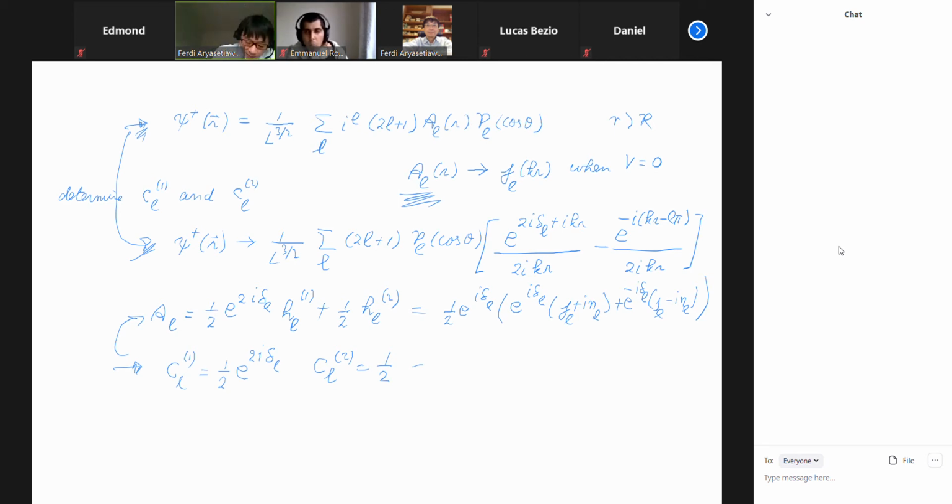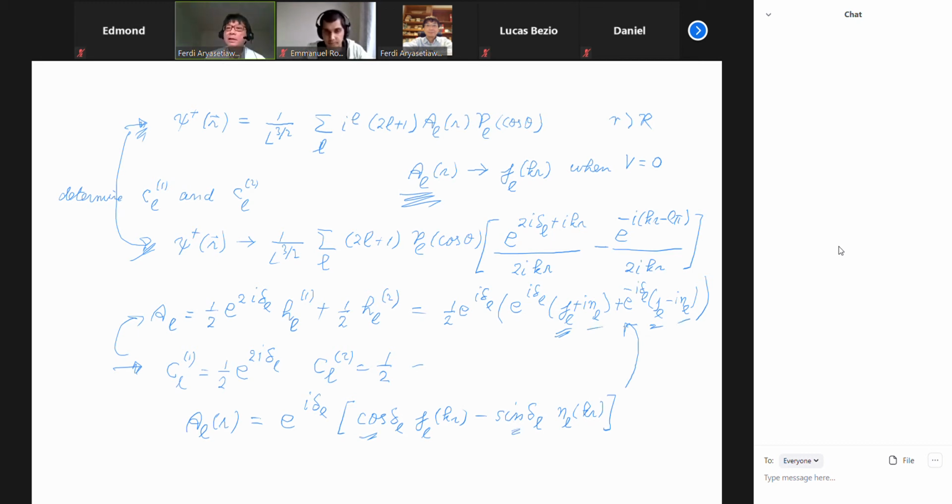Okay, so then the final result, which is what we are after, is given by this. Cos delta L j_L(kr) minus sin delta L times the irregular solution. So that comes from this one here. So I just combine the spherical Bessel function terms. So that gives me the cosine, and that one gives me a sine. So this is the key result here. So this is the solution for r bigger than R.